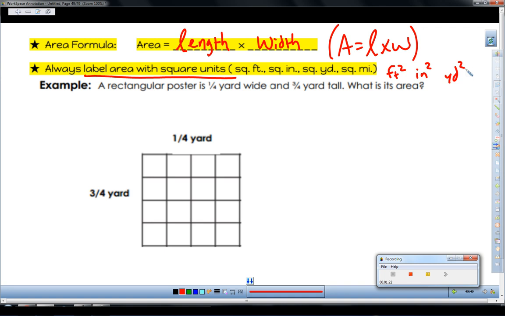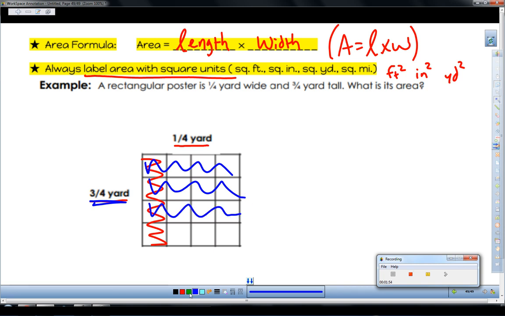So our example here is that a rectangular poster is 1/4 of a yard wide, right? Our first number goes across the top, and 3/4 of a yard tall. Our second number goes along the side. What is its area? So 1 out of 4. So we shade in 1 out of 4, and then we shade in, going in the opposite direction, 3 out of 4.